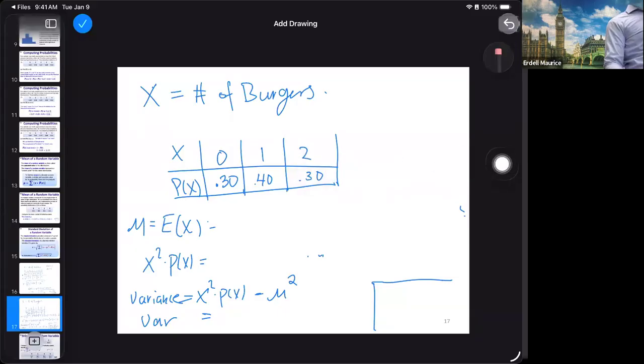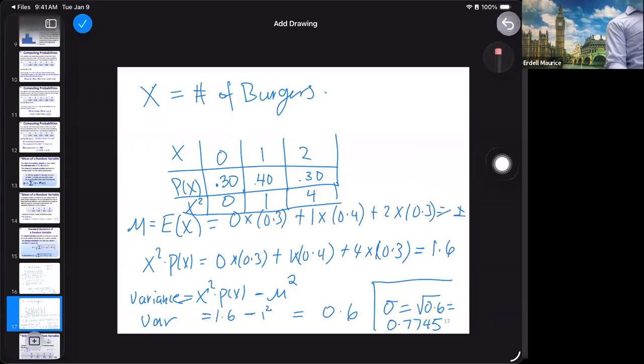So let me put that back up here for us. And so you see right here, 0 times 0.3, 1 times 0.4, 2 times 0.3, and you add those up, you get an answer of 1. And so the average is going to be 1.